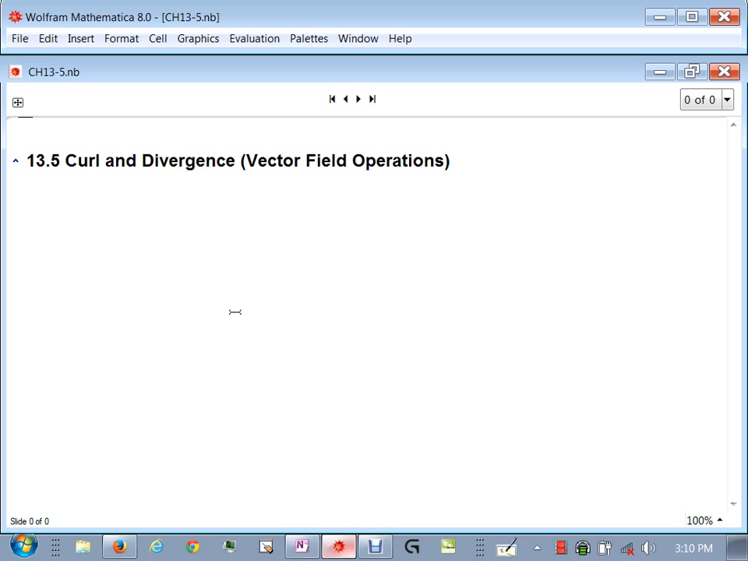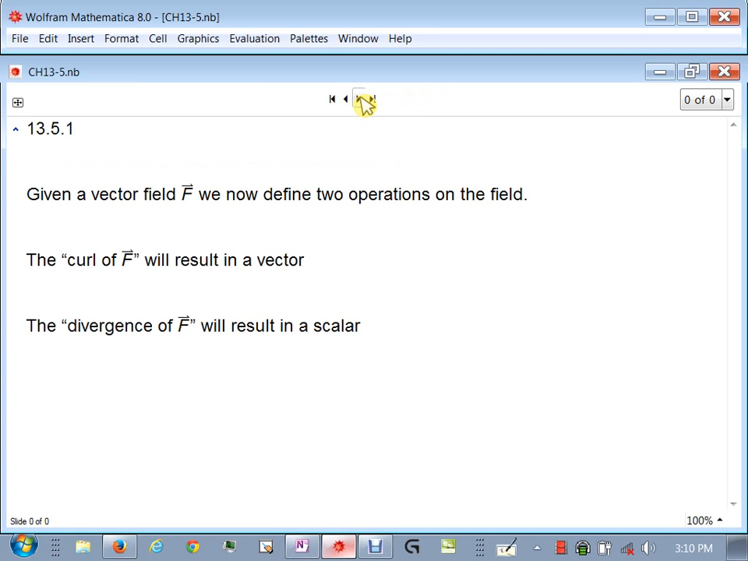So, all right, we have somewhat of a different topic now. We're going to just briefly step away from line integrals and things like that to talk about 2 important vector field operations. They are called curl and divergence. So given a vector field F, we now define 2 operations on the field. The curl of F will result in a vector. The divergence of F will result in a scalar.